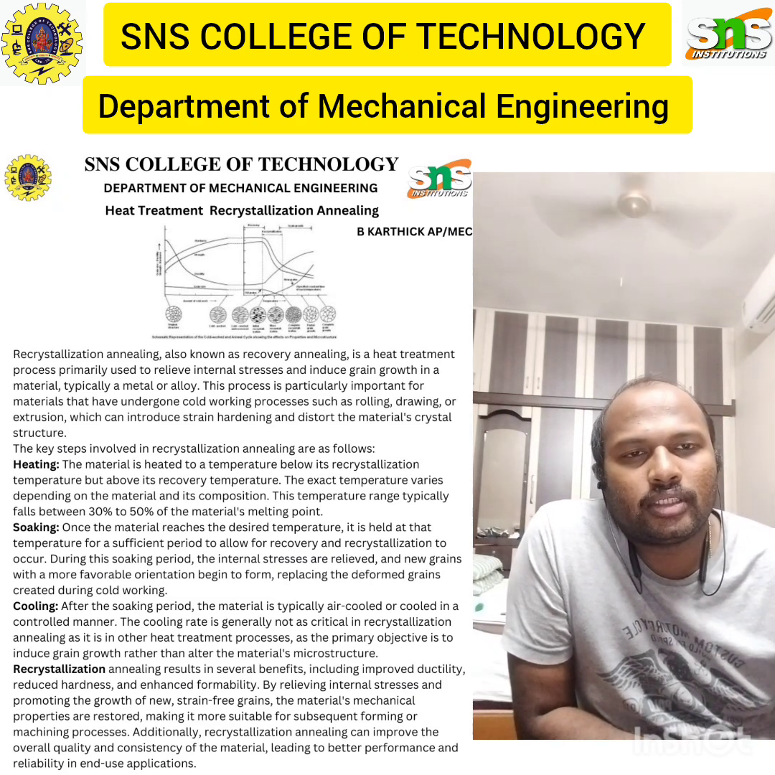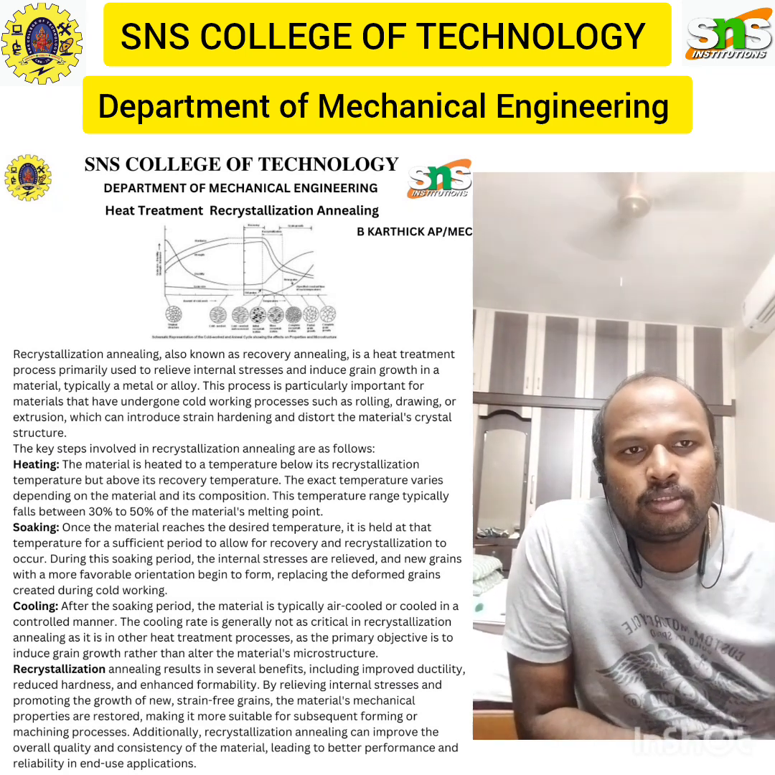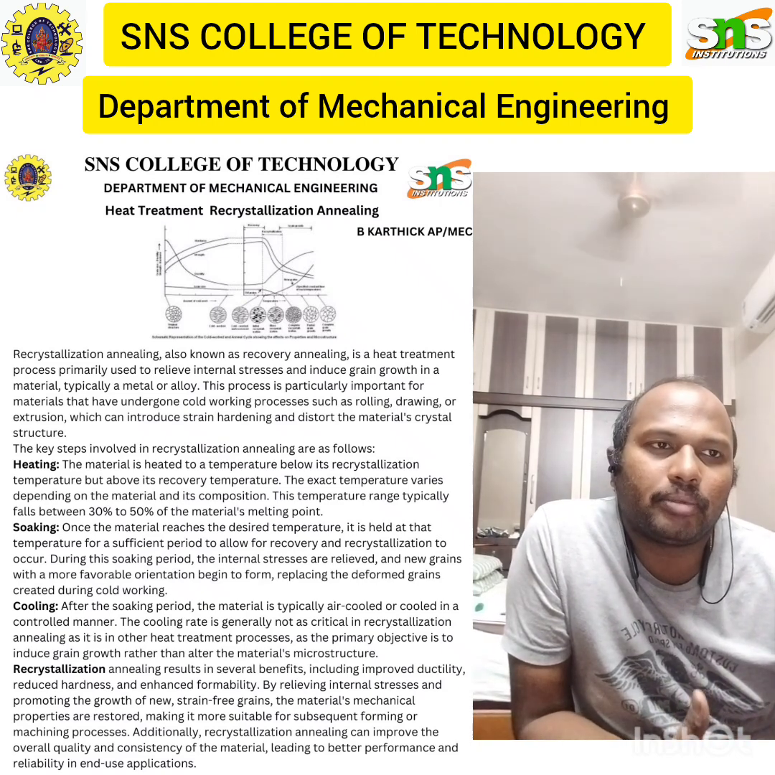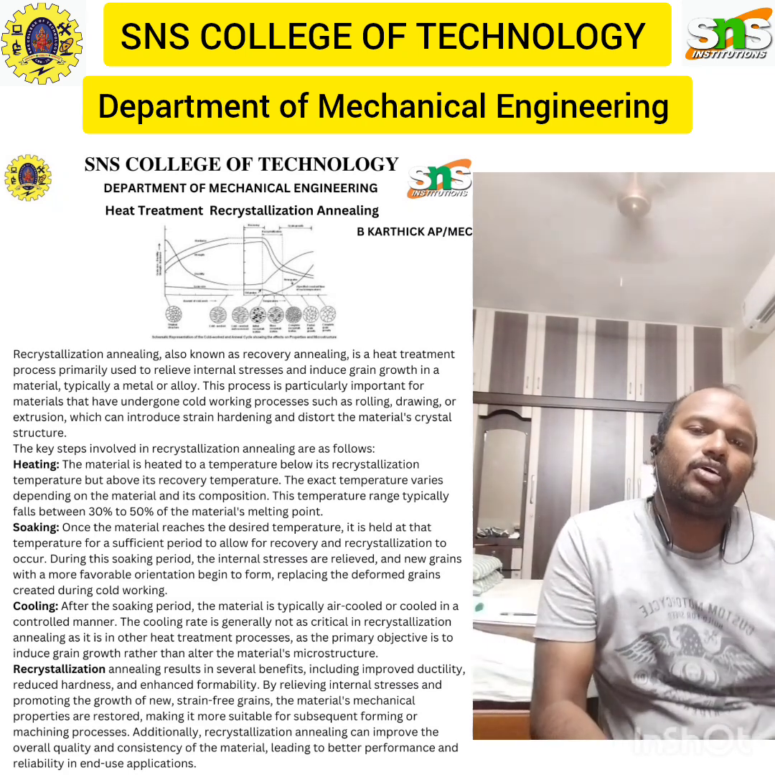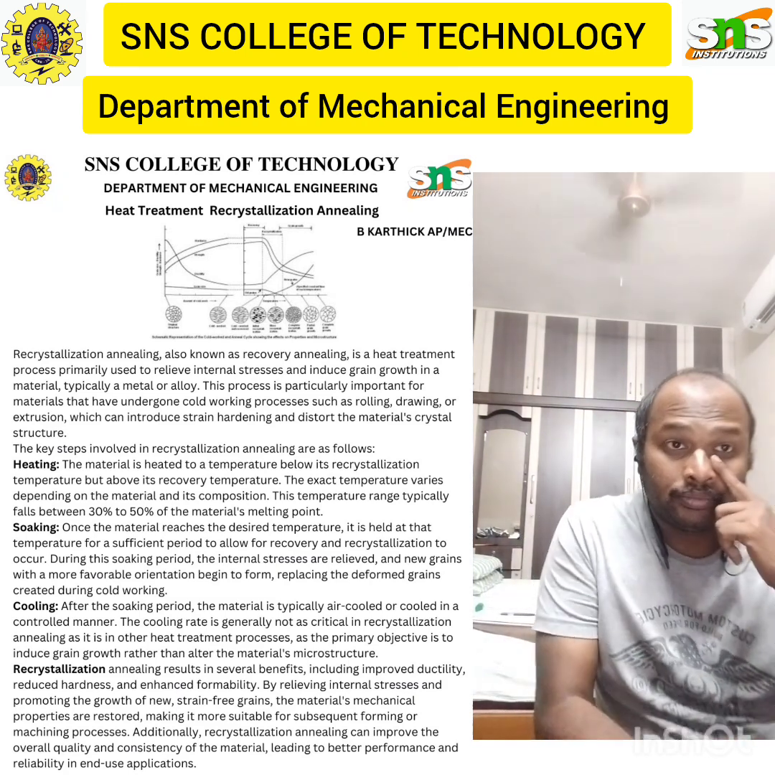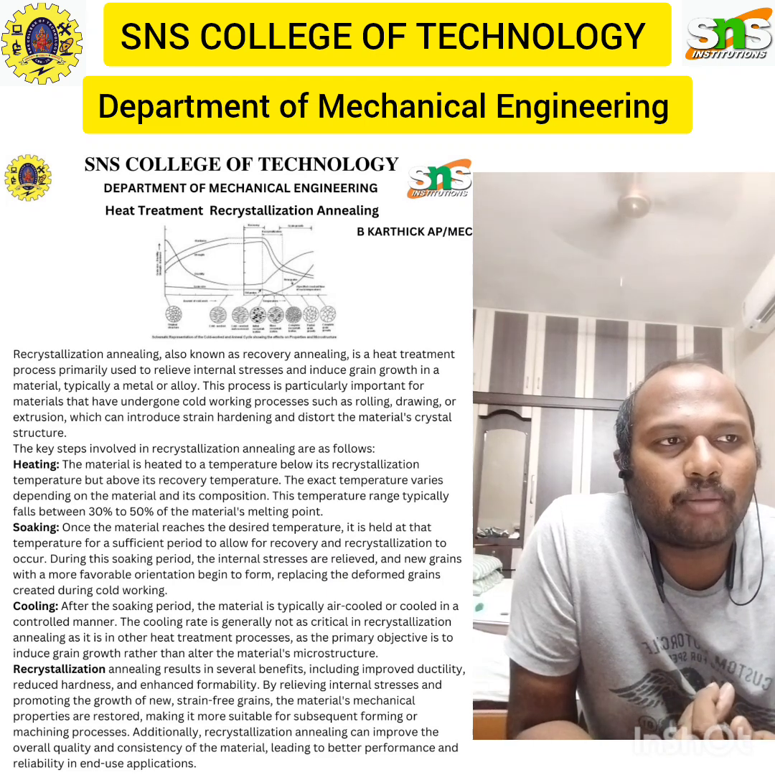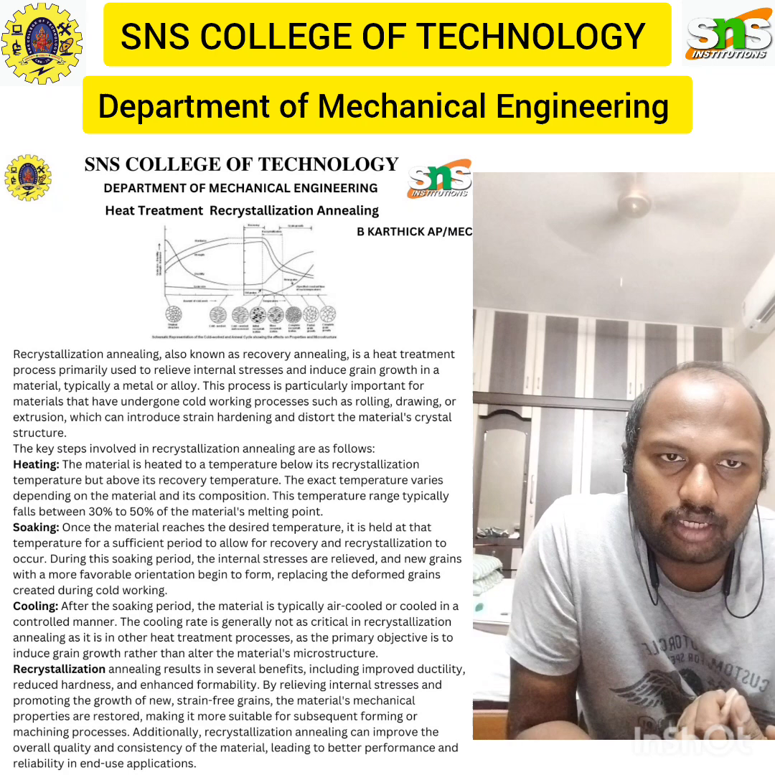So taking soaking into consideration, once the steel reaches the desired temperature, it is held at that temperature for an extended period of time. This soaking period allows the diffusion of carbon atoms within the steel, promoting the formation of spheroidal carbides.